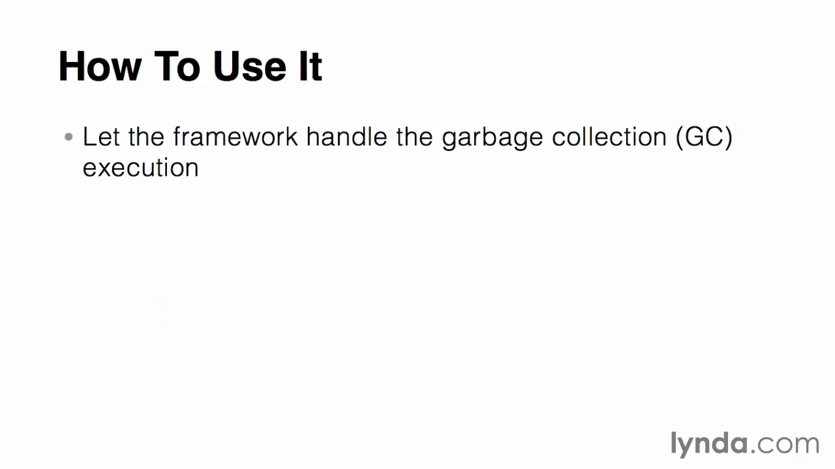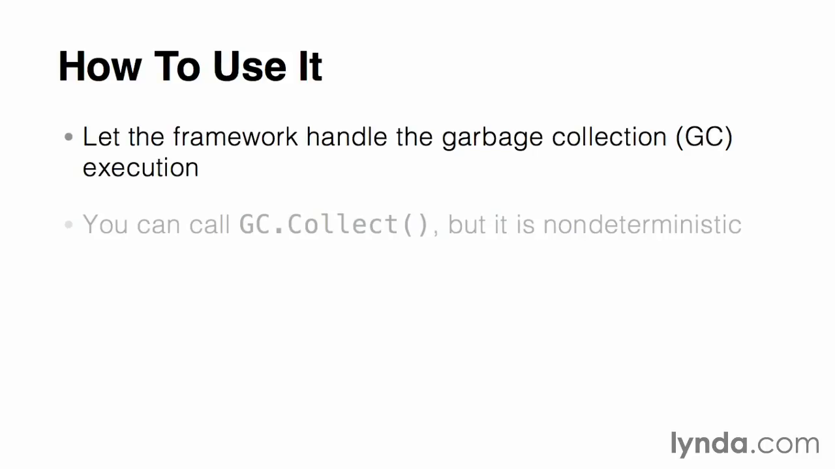Well, one of the things that I'm going to tell you about in this course is let the garbage collector basically run by itself. Let the framework handle the GC execution. Certainly, you can manage the garbage collector yourself. You can call GC.Collect to do this, but it is something known as non-deterministic. Basically, it means that if you call GC.Collect, it doesn't mean that the garbage collector is immediately going to run just because you called it.